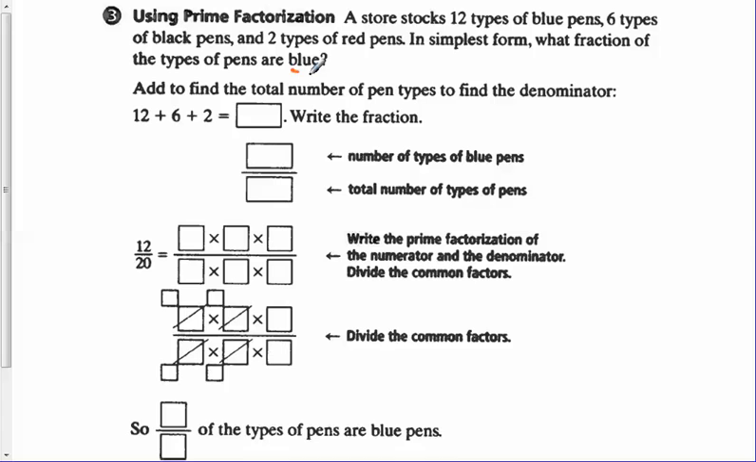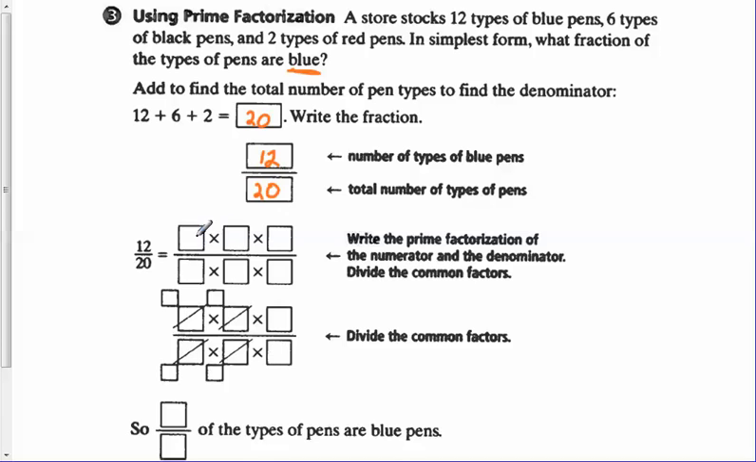So we need to look at this. Which ones are blue? Add to find the total number of pen types to find the denominator. So 12 plus 6 plus 2, we get 20. So that is our total number of pens that they have. So total types of blue pens, well, they have 12 of them out of a total number of 20. So we need to find out what is the simplest form.